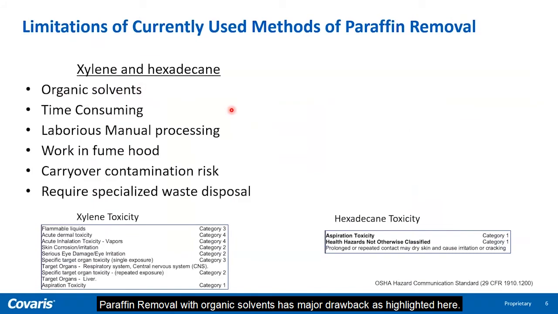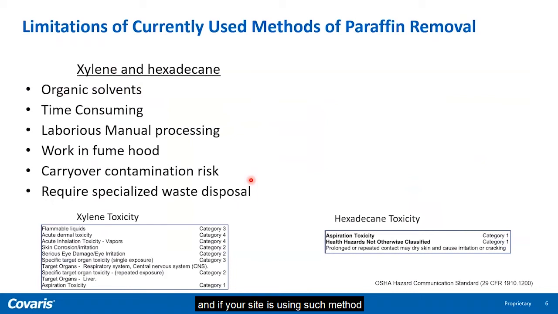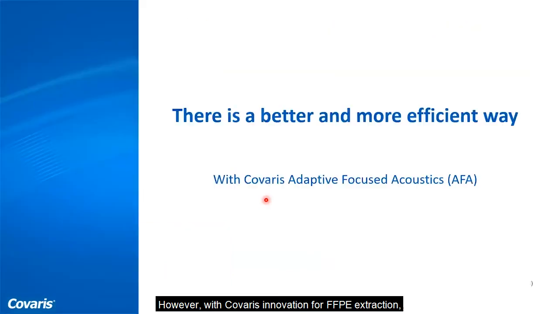Paraffin removal with organic solvents has major drawbacks, as highlighted here. Bottom line, it is laborious, requires working in fume hoods, increases carryover contamination risk, and if your site is using such a method, you will require a specialized waste disposal system in place. However, with Covaris innovation for FFPE extraction, there is a better and more efficient way to remove paraffin with AFA technology.